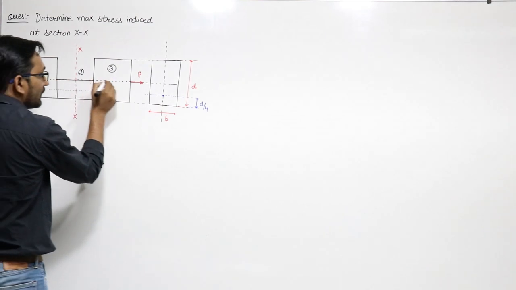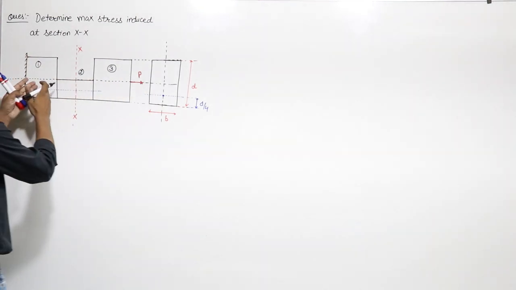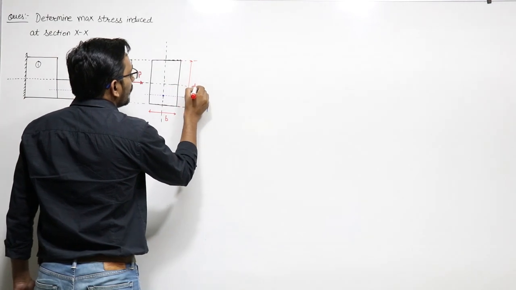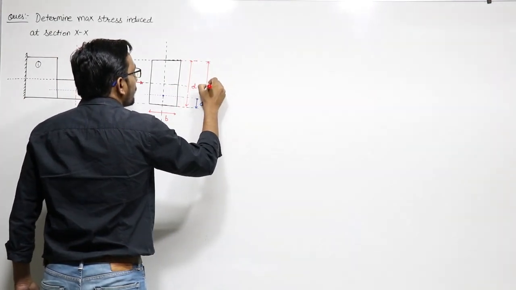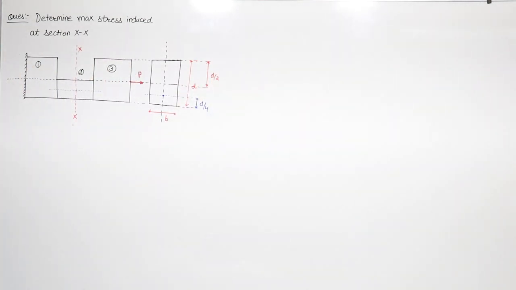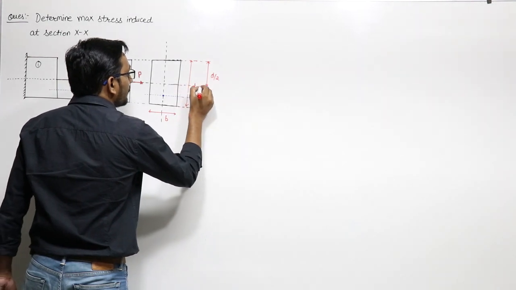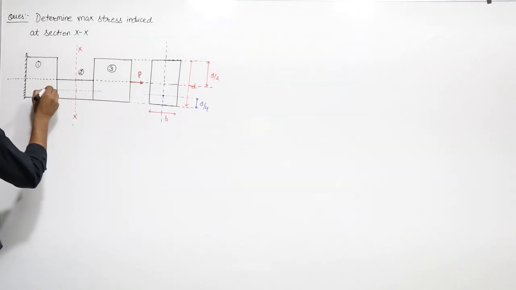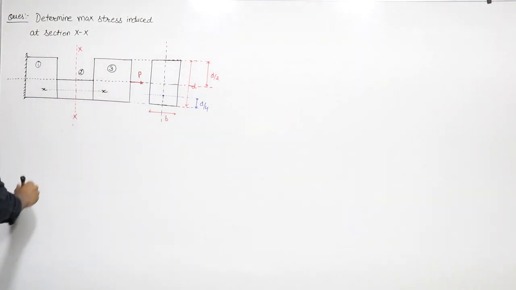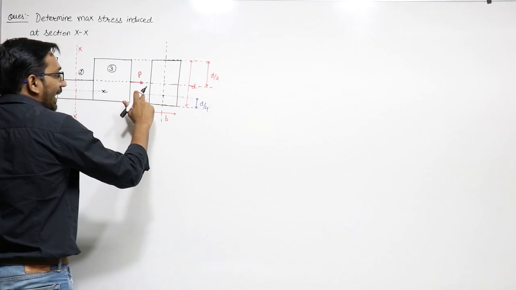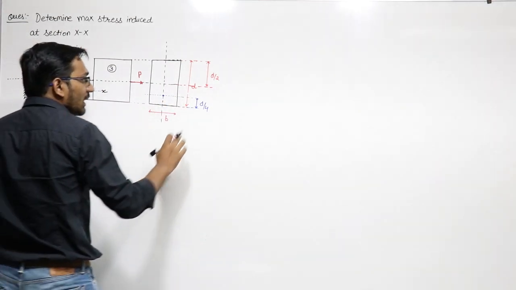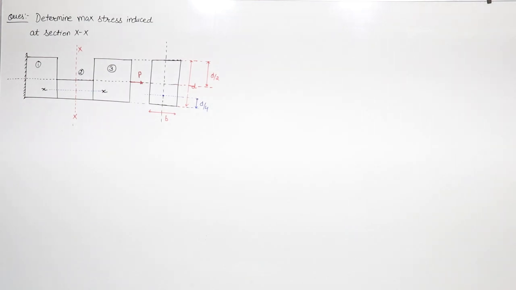And this line is the longitudinal axis of member 1 and 3, right? This line is at a distance of D by 2, so this distance is D by 2. So this is the longitudinal axis of member 1 and 3. And if this is the x-axis, this is the longitudinal axis of member 2, and if I show it in the cross section, this line is the centroidal axis of member 2, and this distance is d by 4, right? This length is d by 2, so this length will be d by 4.